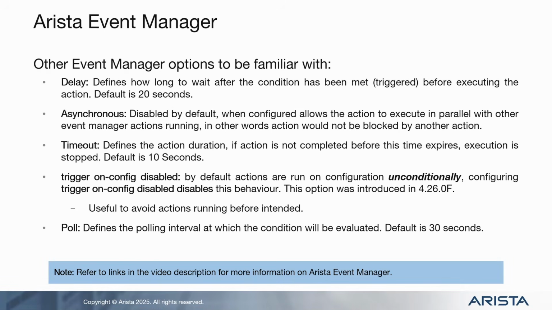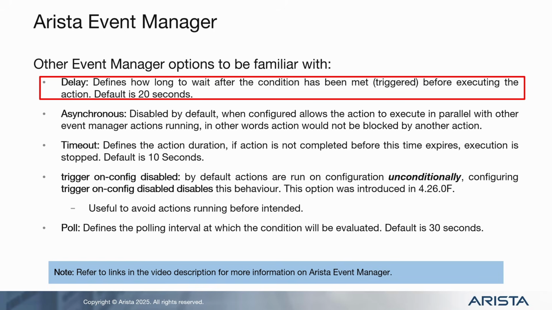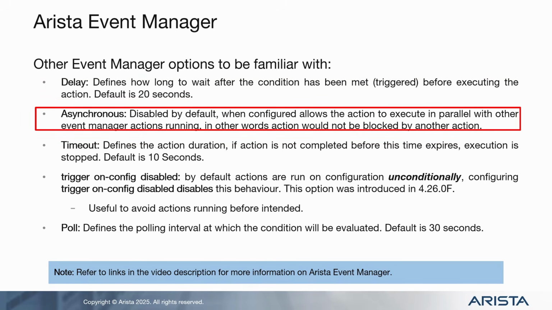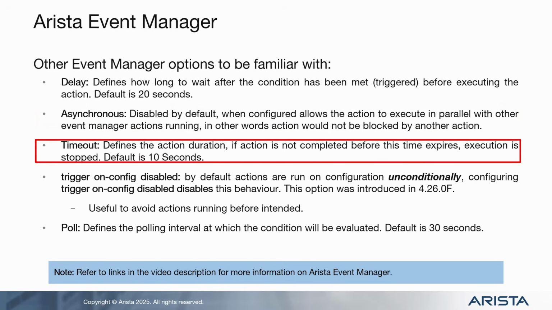Event handlers have a few extra settings which makes them very flexible. Delay defines how long to wait after the condition has been met before executing the action. The default is 20 seconds. Asynchronous runs multiple actions in parallel. By default, only one action runs at a time. Timeout defines the action duration. If an action is not completed before this time expires, the execution will be stopped. By default, the timeout is 10 seconds.